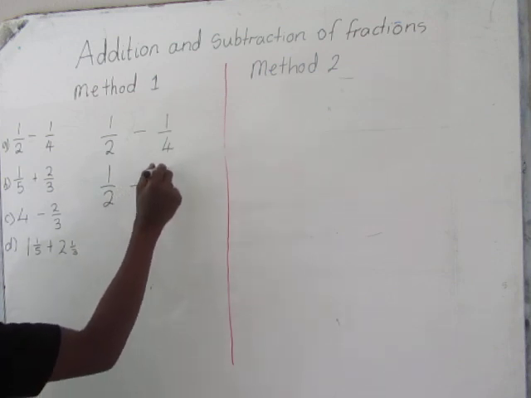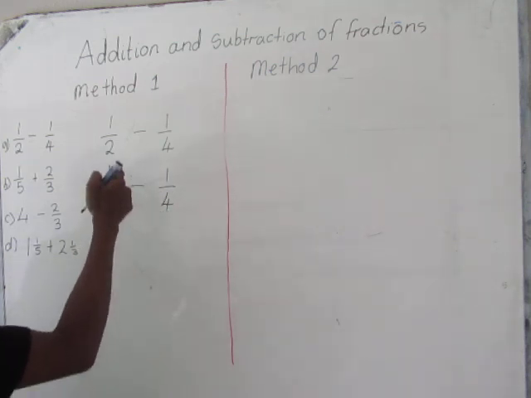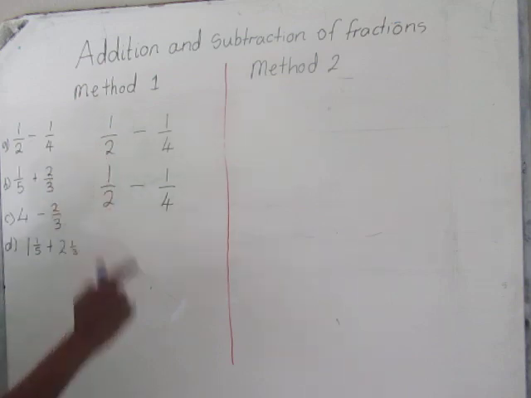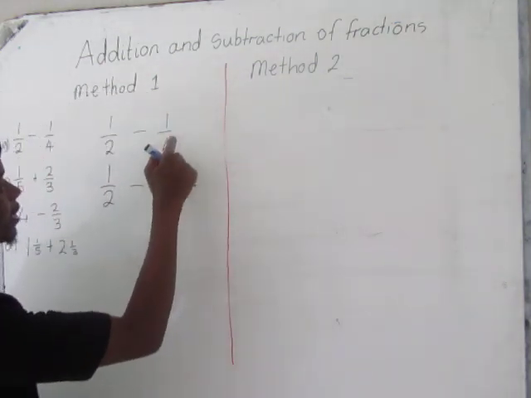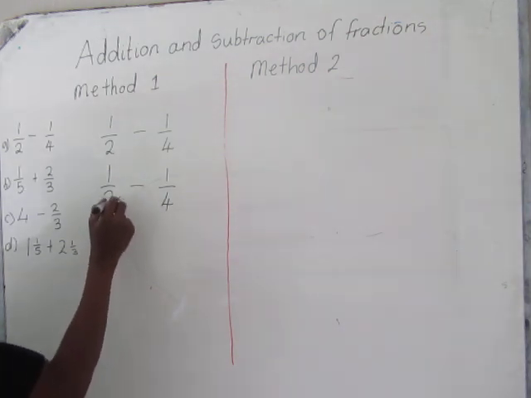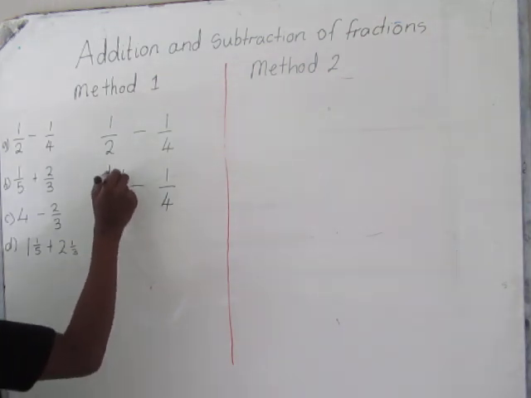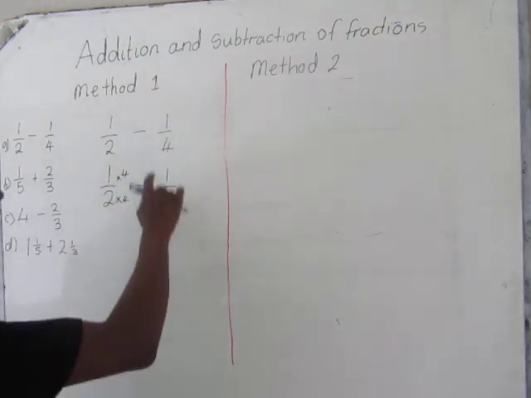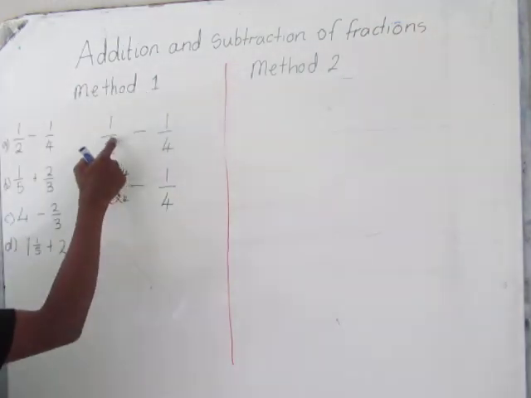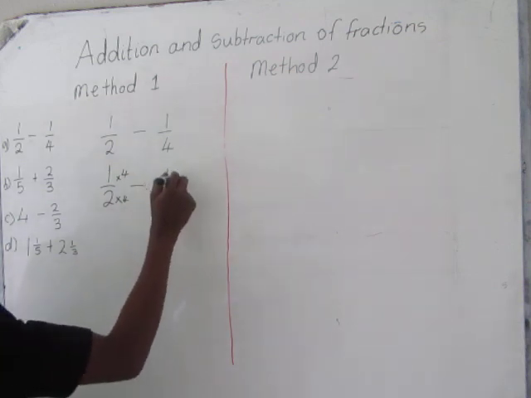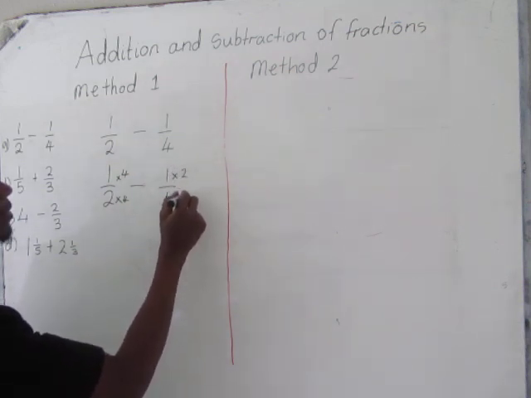What we do is multiply your first fraction by the denominator of the second fraction. So the second fraction's denominator is 4. So I multiply times 4, times 4. Then I multiply the second fraction by the denominator of the first fraction, which is 2. So that's times 2, times 2.